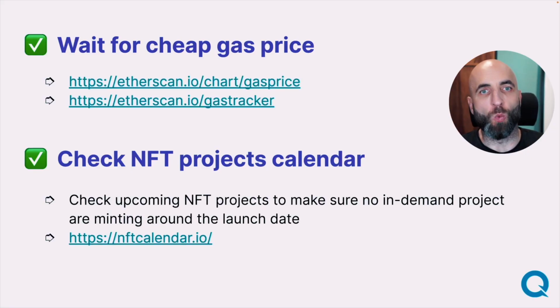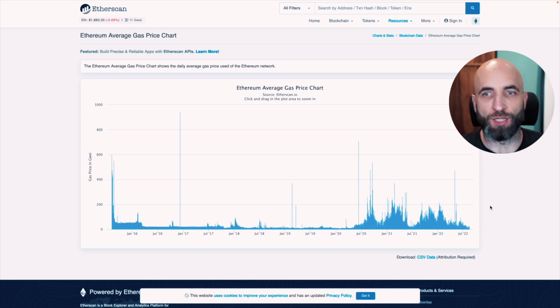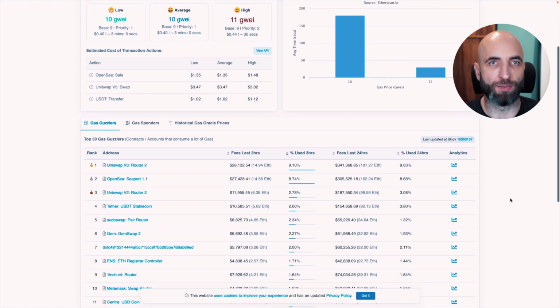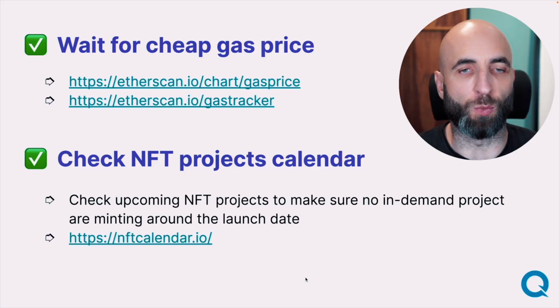You also need to know when to deploy your project. You need to be aware of gas prices. This is the historical chart of gas prices. There are more quiet periods, there are more busy periods, and this is the gas tracker with the current gas price. So while knowing the historical data, you also need to be aware of what is upcoming in terms of, for example, different NFT projects that may be popular and that may influence the gas price significantly if it's a project that many people are waiting for.